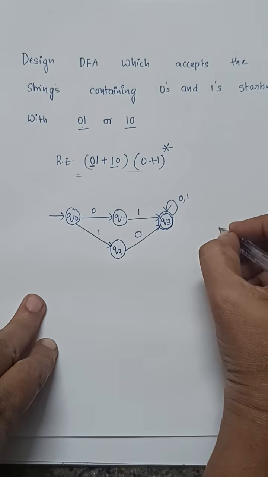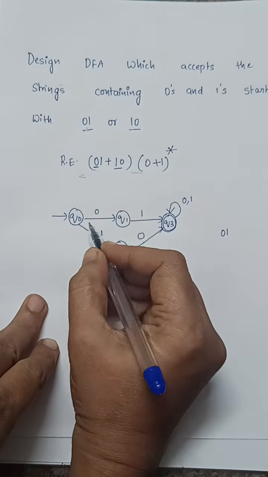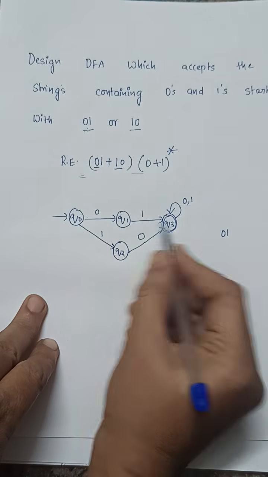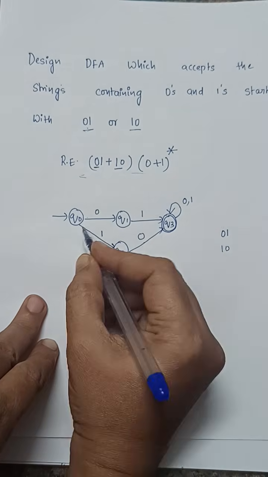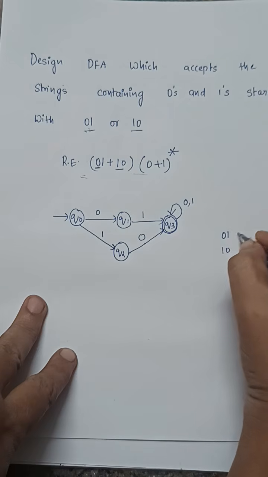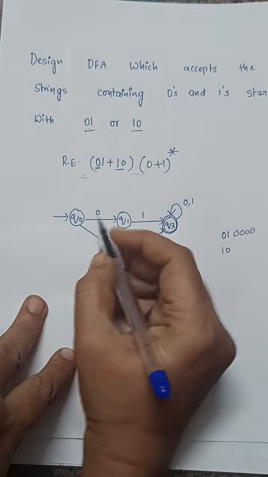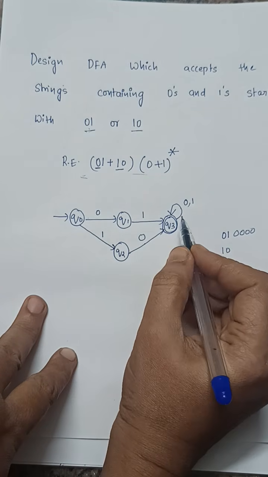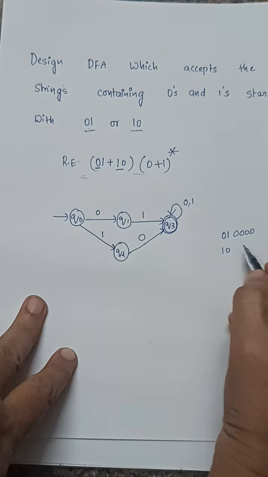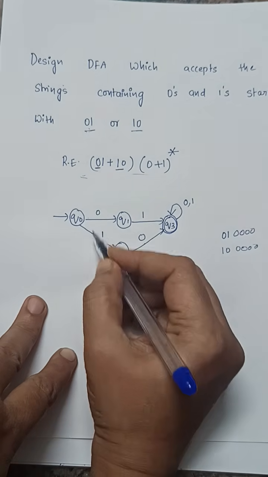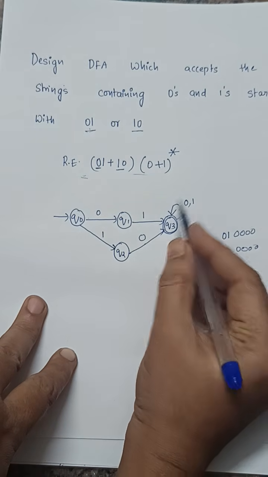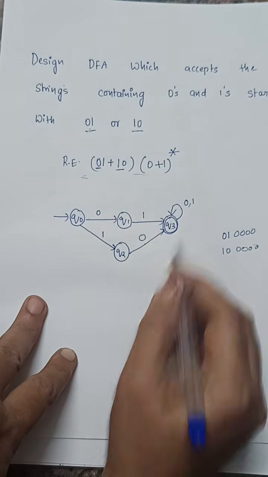So if I take a string starting with 01, 01 should be accepted. So it is accepted. If I start with 10, 10 is accepted. 01 followed by any number of zeros is accepted. 10 followed by any number of zeros is accepted. So 01 followed by any number of zeros or ones is accepted.